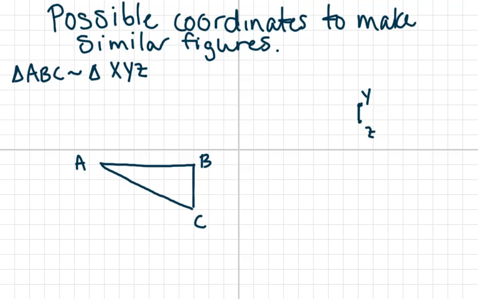Alright, I'm going to explain how to do problems like number 12 on your practice tests. So we are finding possible coordinates to make similar figures, and I want triangle ABC to be similar to triangle XYZ. So you are to give me both possible coordinates to make that happen. So the first thing I want to do is find the scale factor.